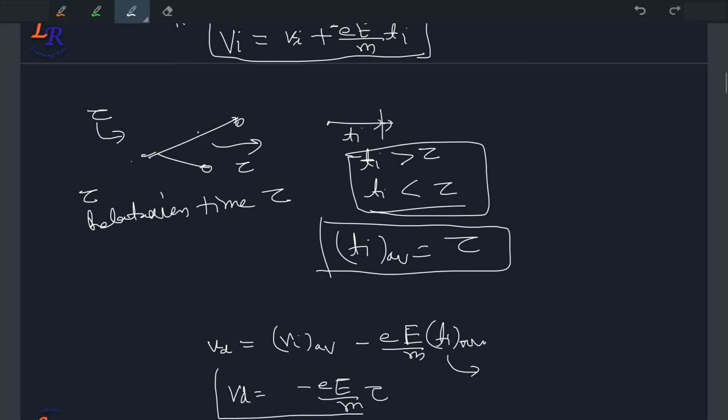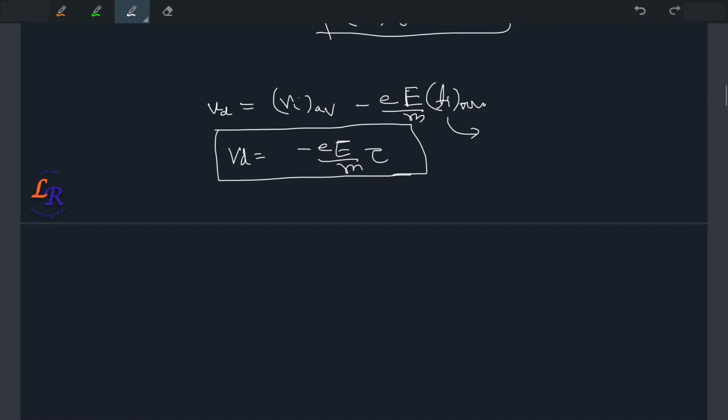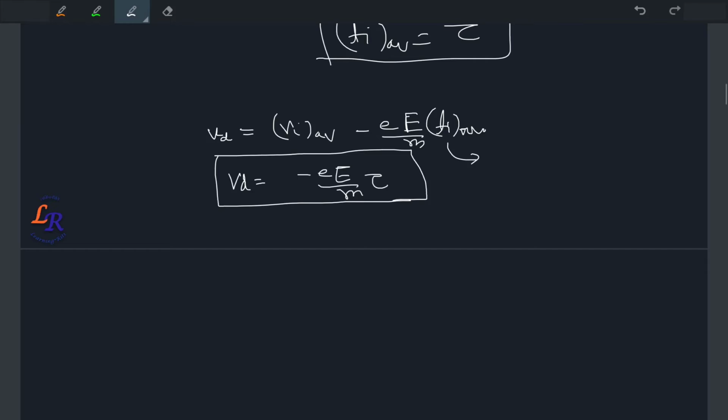See how beautiful an equation we have got from this randomness of the motion and randomness of the collision of the electron, and you can see that this is independent of time, and that's a really beautiful observation here. And this phenomenon is called drift, and the velocity Vd is called drift velocity.